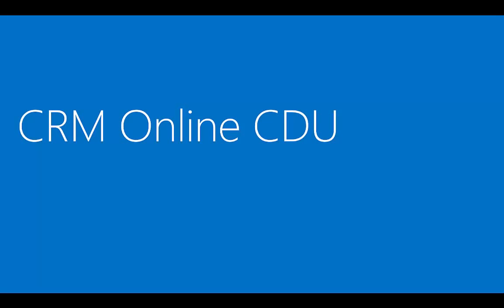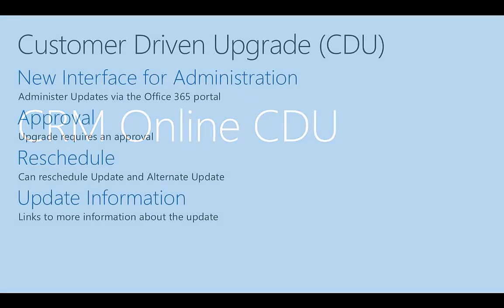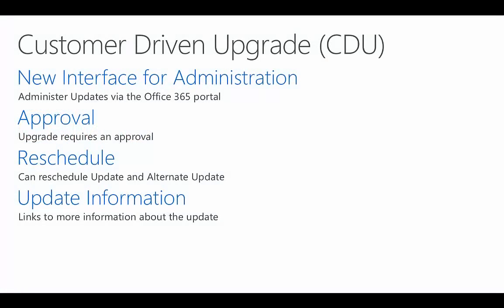In Dynamics CRM Online, we've made some changes to our customer-driven update process. One of those changes is giving you the ability to administer your updates from the Office 365 portal. Another option we've given you is the approval option. So now, in order for us to do an update or an upgrade of your system, we need your approval. And so there's an approval button that you can approve on each of your organizations within the system.